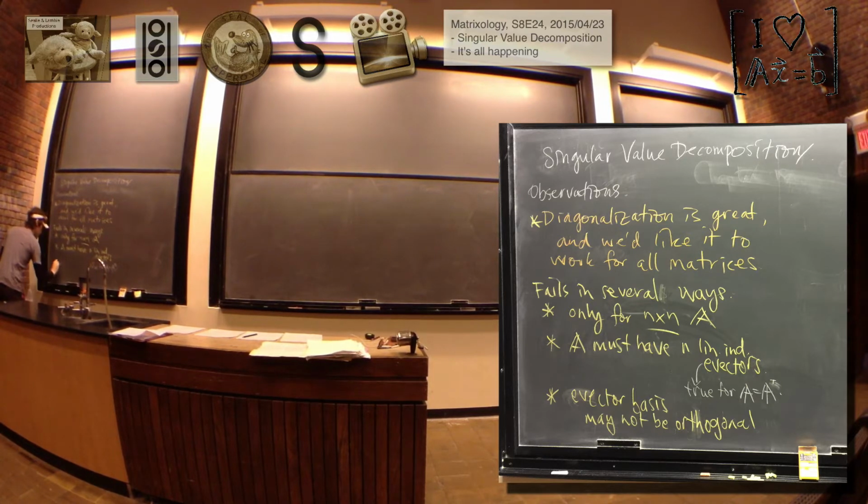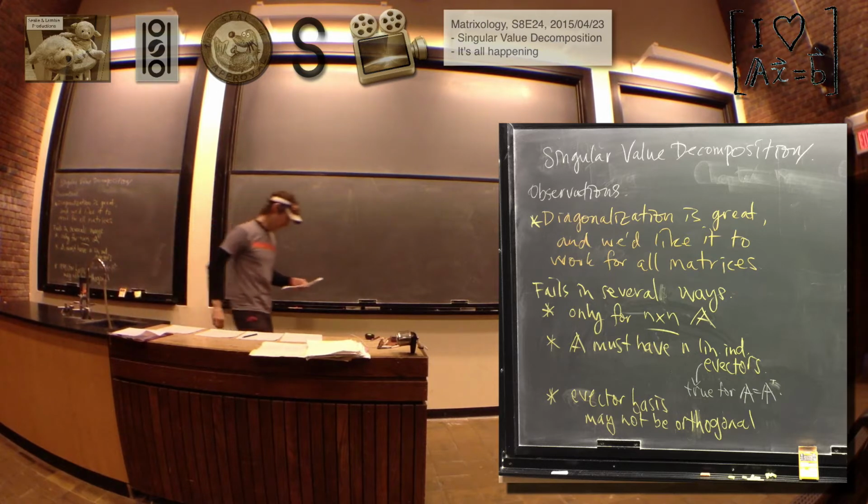And even if we do have them, the eigenvector basis, these are problems. So the eigenvector basis may not be orthogonal, right? And again, it's this point of symmetry that may not be orthogonal. So these are bad things.